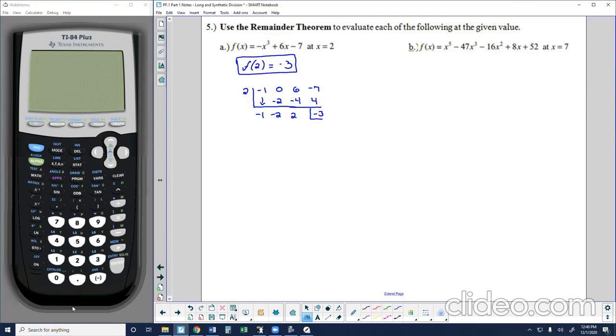Now we can check this. We can check to see if we've done this correctly by taking a 2 and substituting it into the equation, which again is generally going to be the method that we prefer because it's faster. But if I take -2 cubed plus 6 times 2 minus 7, you'll see that the result is the remainder, -3. So go ahead and pause the video and see if you can complete the same process for B.